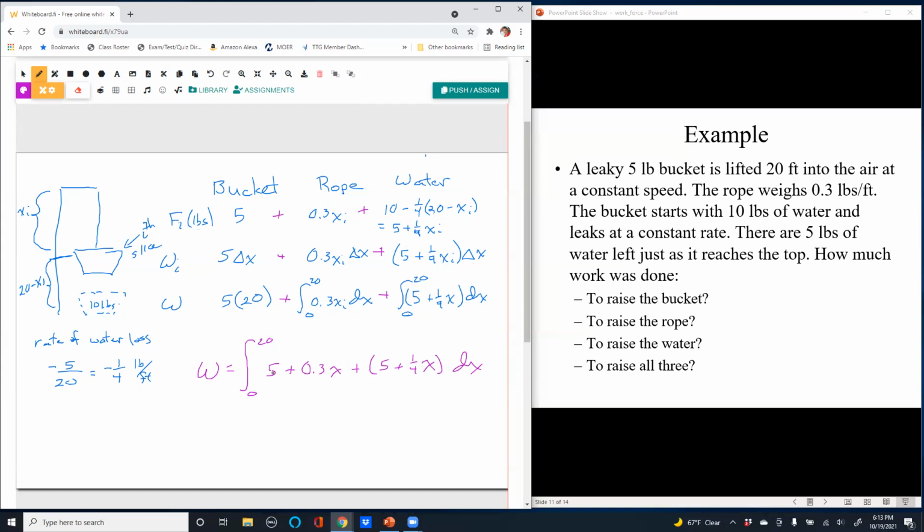Because all of them have the same limits, 0 to 20, there's your 5 times 20. And then we see the other two definite integrals. We could simplify this a little bit, adding the 5 and the 5. 0 to 20, we got 10 plus 0.55x dx. So after all is said and done, this integral of just this linear function would give us our work done, and our units for this, because we're in British units, is foot-pounds.